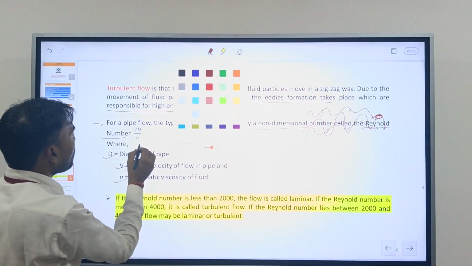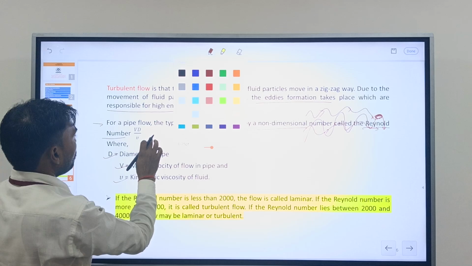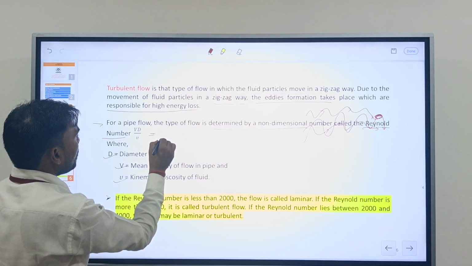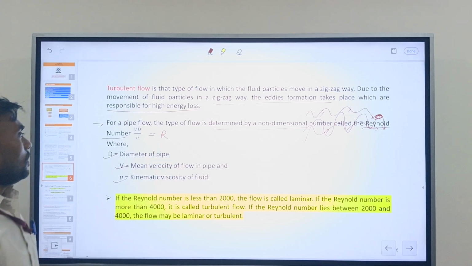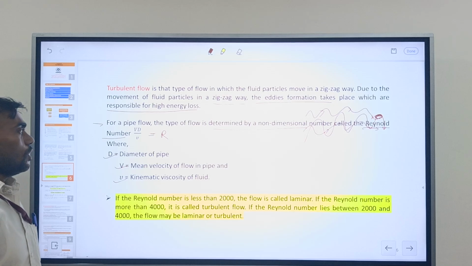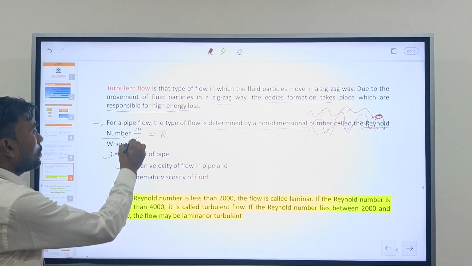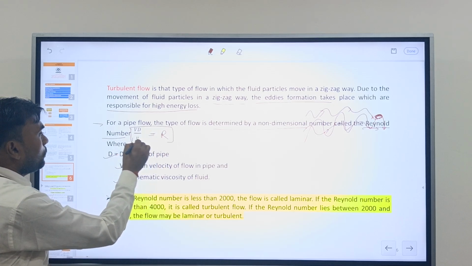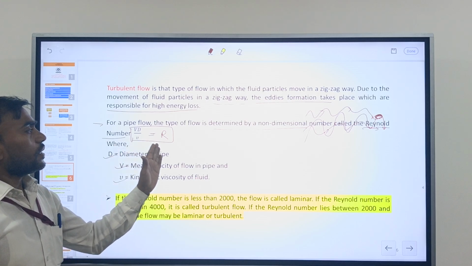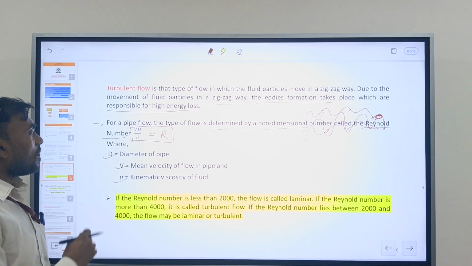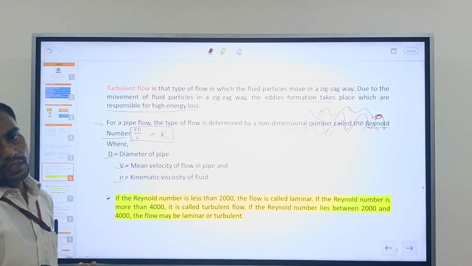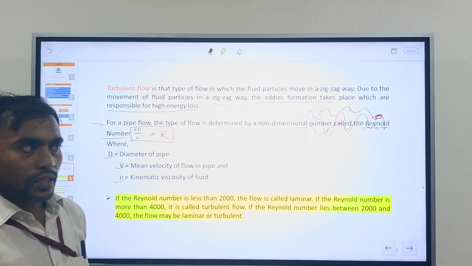Calculating the Reynolds number. Reynolds number can be represented as capital R, and it can be written as R equal to Vd divided by nu. These parameters are used for calculation of the Reynolds number, and based on the Reynolds number value we can easily determine whether the flow is laminar or turbulent.